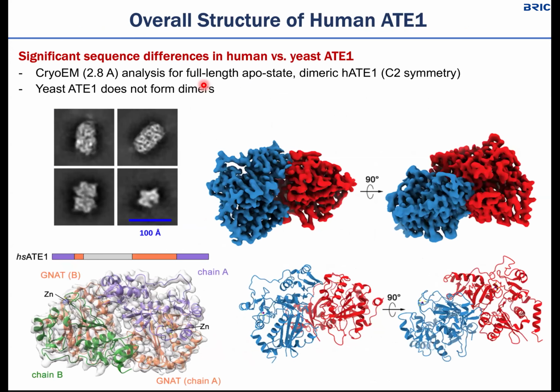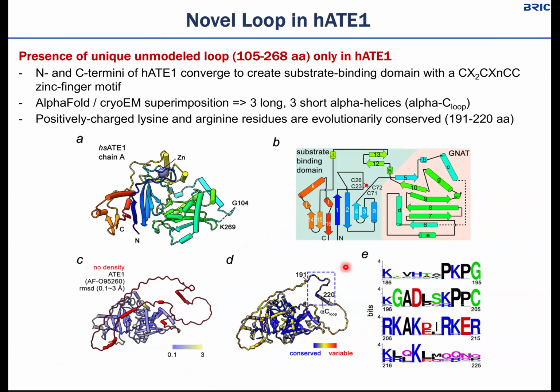We then elucidated the structure of human AT1 to better understand its structure-function relationship, and also to understand the evolutionary divergence from yeast AT1. Using cryo-EM, we achieved an average resolution of 2.8 angstroms for the full-length apo state structure of human AT1 in dimeric form. Similar to yeast AT1, the N and C termini of human AT1 converge to create the substrate binding domain, which lies adjacent to the GNAT domain. Human AT1 also contains the conserved zinc finger motif within the substrate binding domain.